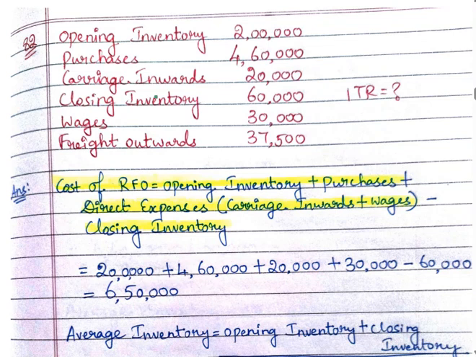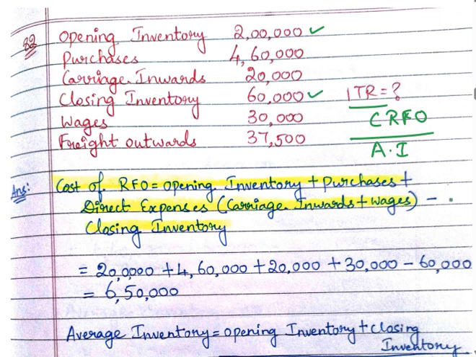We will see problem number 82 from T.S. GREWAL book. You need to calculate inventory turnover ratio. Opening inventory is given, purchases is given, carriage inwards, closing inventory, wages, freight outwards. So in order to calculate inventory turnover ratio, you need cost of revenue from operations divided by average inventory. So to calculate average inventory, you have opening inventory, you have closing inventory also.